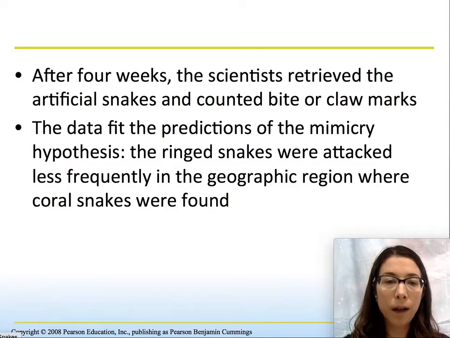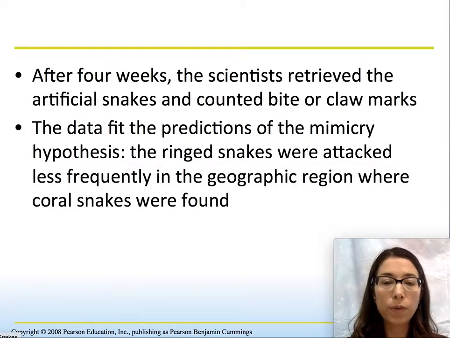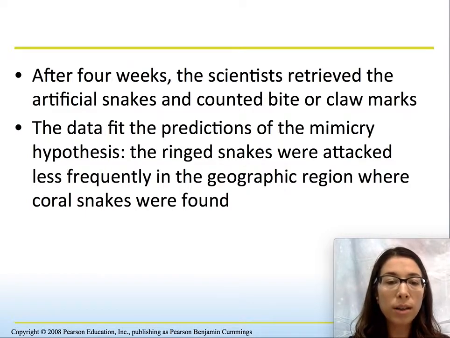So they decided to follow the experimental and control conditions for 4 weeks. After 4 weeks, the scientists went and retrieved all the artificial snakes, and they counted bite or claw marks. Then they analyzed their data, and they graphed it, and the results fit the prediction of the mimicry hypothesis. The ringed snakes were attacked less frequently in the geographic region where coral snakes were found. So the brightly colored snakes were attacked less if the poisonous snakes were physically present.